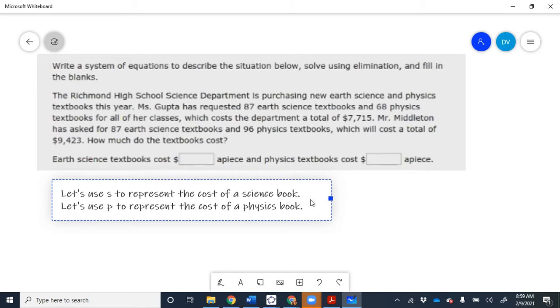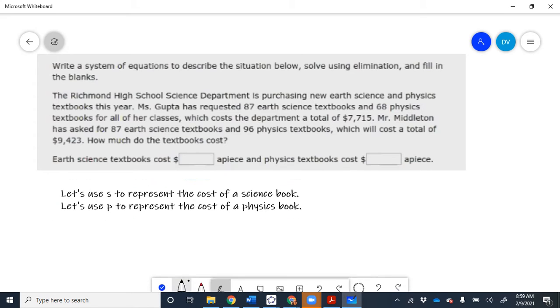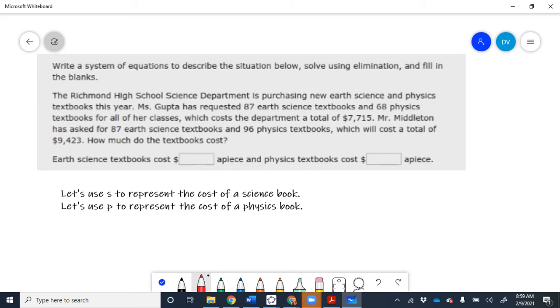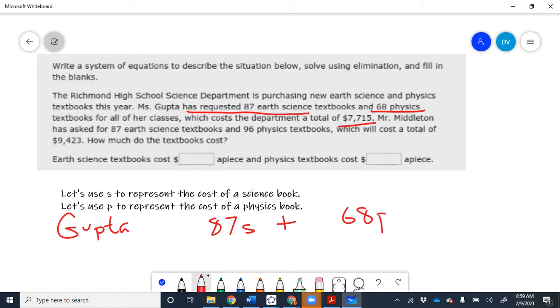Okay. And we'll do Miss Gupta's class in, let's say, red. So Miss Gupta has 87 science books and 68 physics books, and it costs that. Let's write that equation in red. For 87 science books, let's write 87S, and for Gupta, 87S plus 68P, right? And that is 7715, yes?